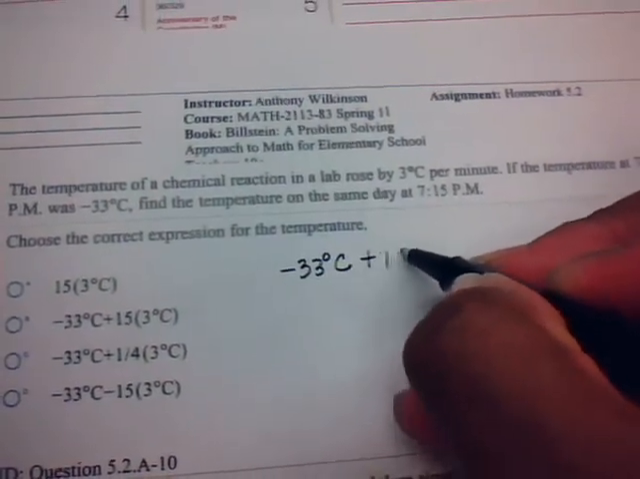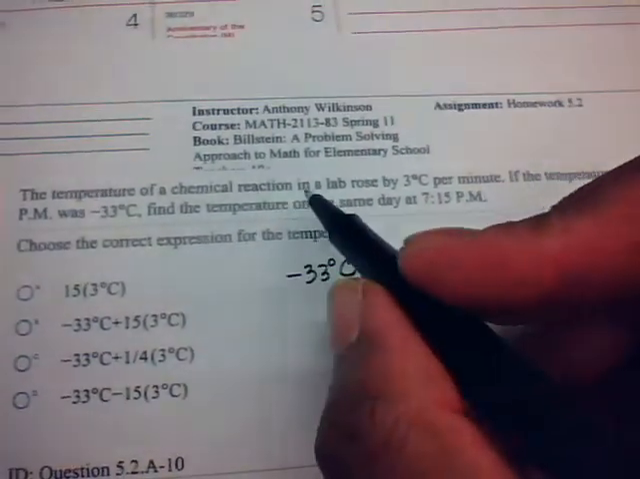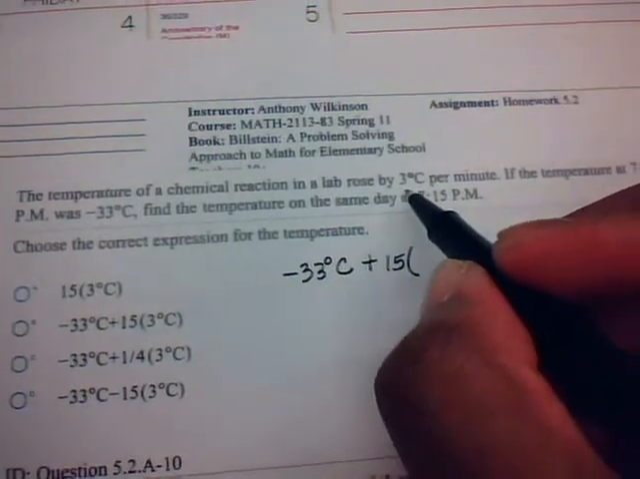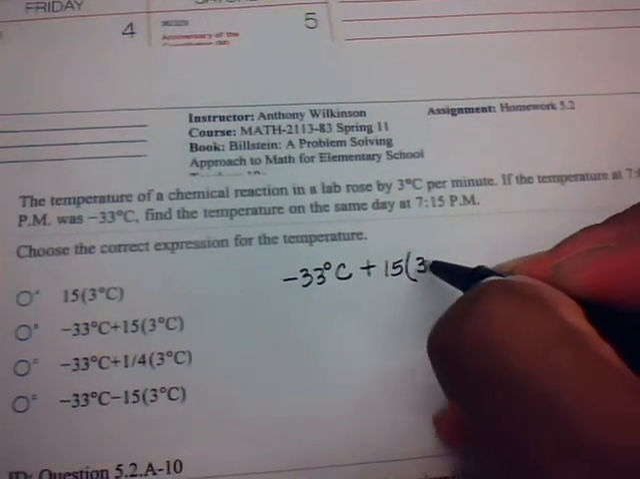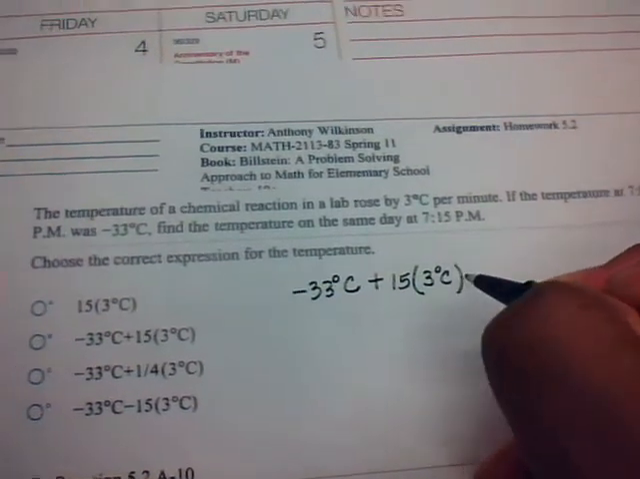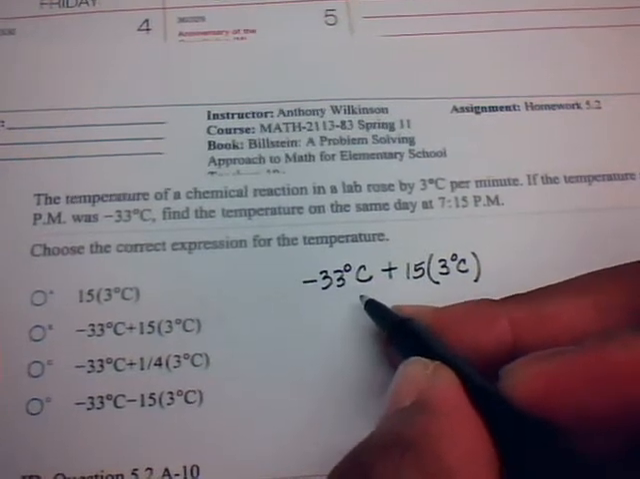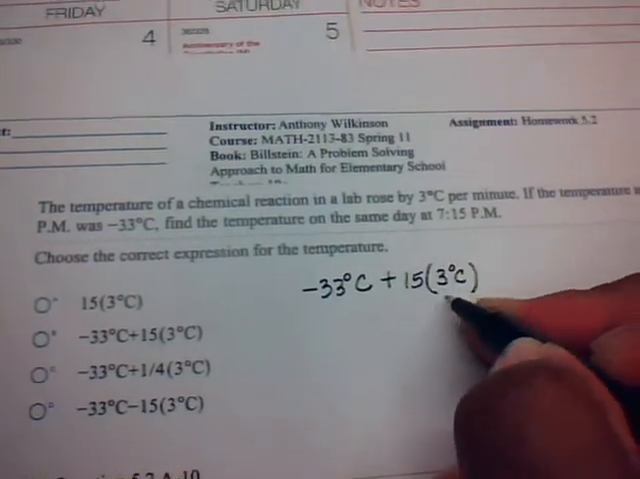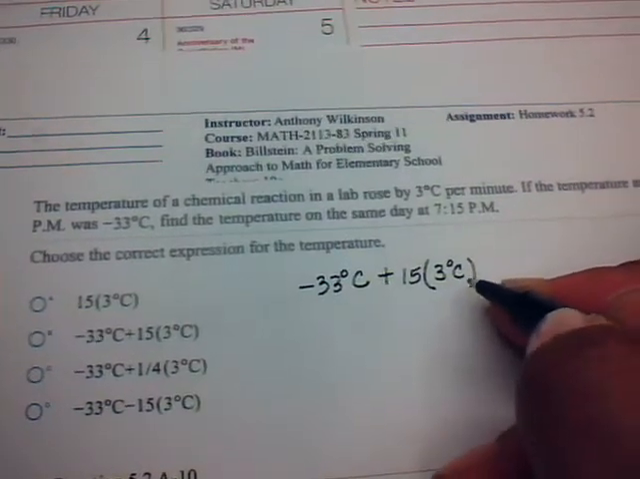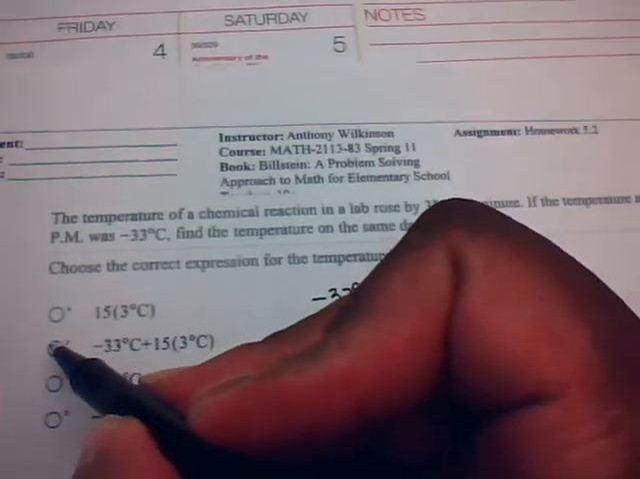So we're going to add 15 times here the temperature rose by 3 degrees Celsius per minute. So it'll be 15 times 3 degrees Celsius. So the expression for that would be negative 33 degrees Celsius plus 15 minutes times 3 degrees Celsius per minute, which is in this case going to be answer B.